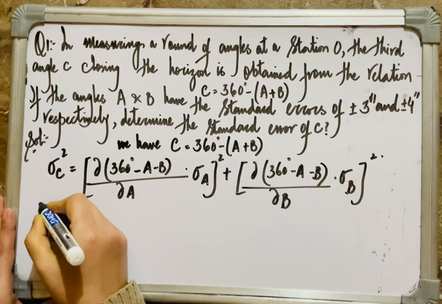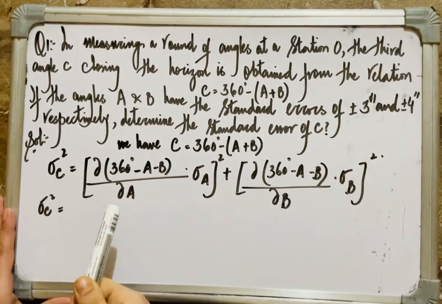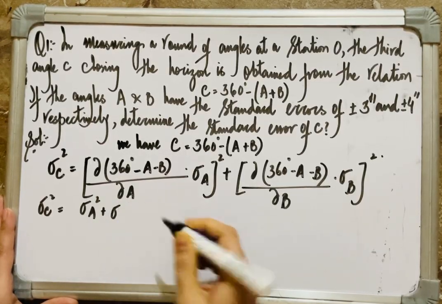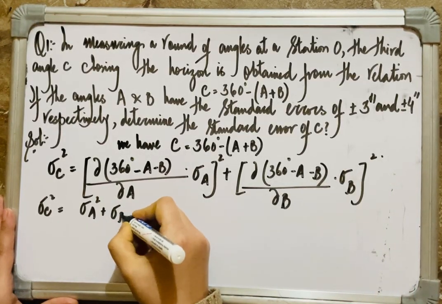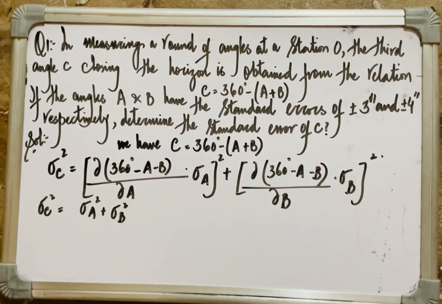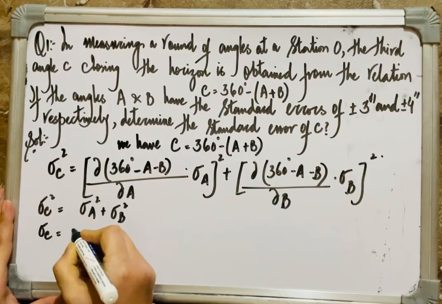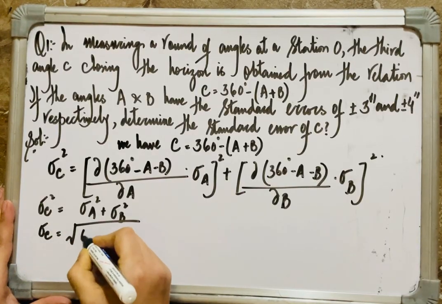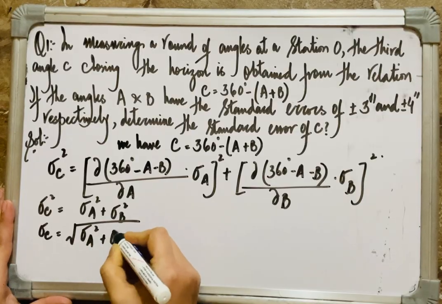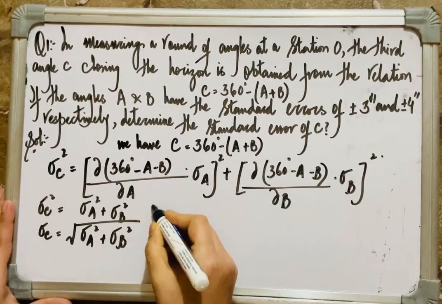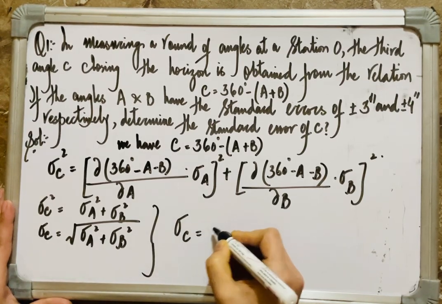All right. By calculations, by differentiating it, this is equal to sigma A square plus sigma B square. So standard error in C, square of it, is equal to sigma A square plus sigma B square, or I may write it down that sigma C is equal to the square root of sigma A square plus sigma B square. All right. So sigma C, let me write it over here. Sigma C is equal to how much?